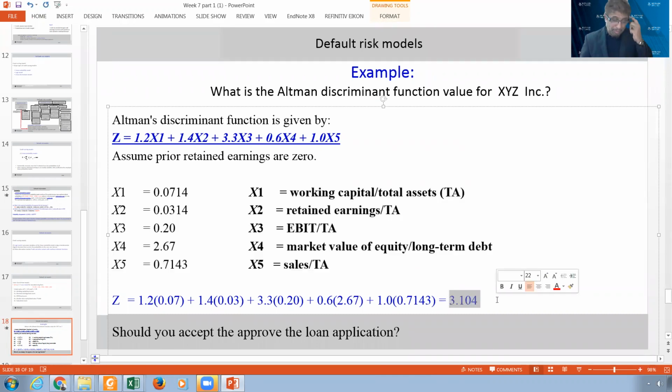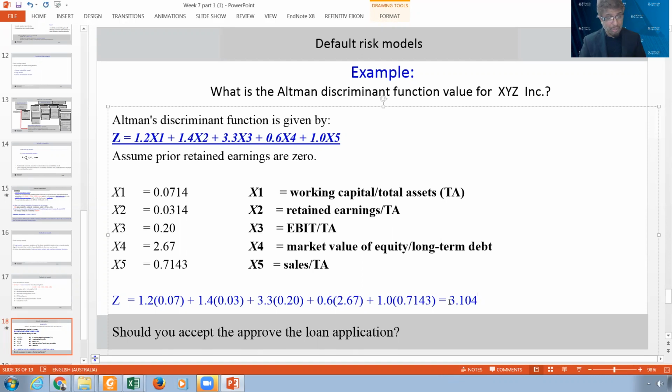Now, one thing somebody would say, how about the benchmark? The Z value has to be between 1.81 and 2.99 to consider. It's an area of considerations. Anything over 2.99, you accept. It's a good company. Anything under 1.81, just take it off. But the critical area, they call it the critical area, is between 1.81 and 2.99.